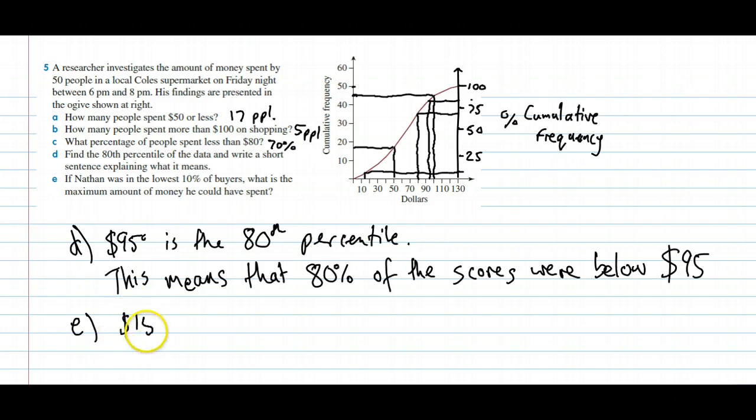So at $15, below that point we've got the lowest 10% of buyers, so $15 would be the maximum amount that he could have spent. He may have spent less than that, anywhere from 0 up to $15, but they want to know the maximum amount of money he could have spent. It would be $15. Again, give or take a few dollars either side of that because we're estimating imperfectly. Okay, and that's question 5, interpreting ogives. Let's move on to the next one.